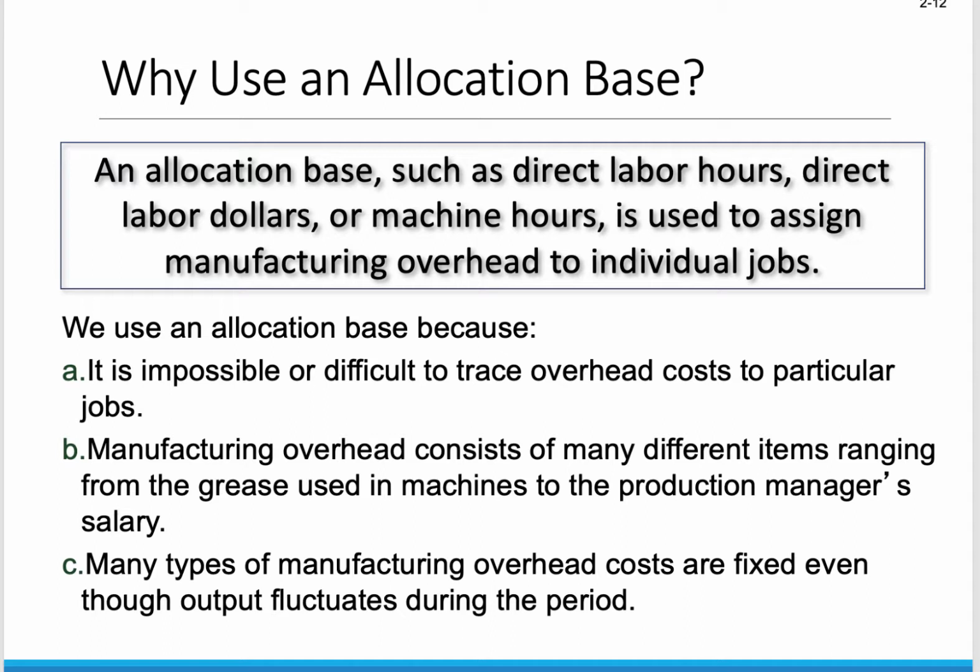Now, what do we use as an allocation base? We can use one of three things. We can use direct labor hours, we can use machine hours, or you may see in some of the problems that we could use direct labor dollars. Those are the three allocation bases, the three ways that we allocate, and keep in mind we're only going to use one of the three to allocate that overhead cost to a specific job.